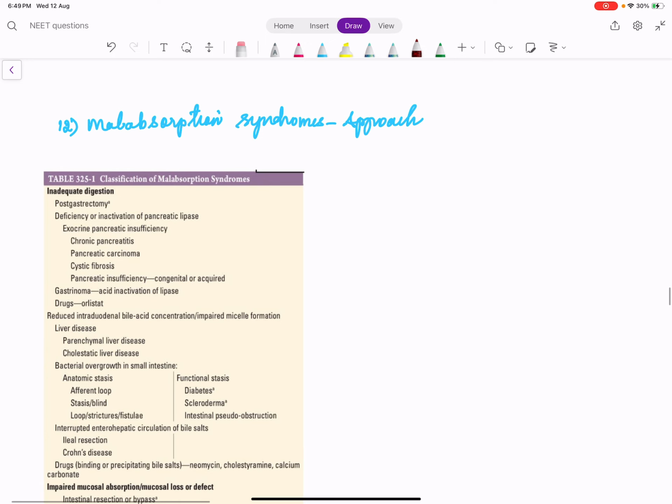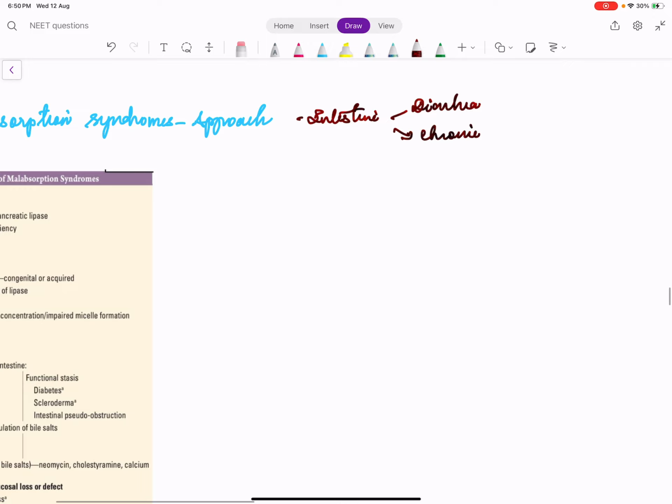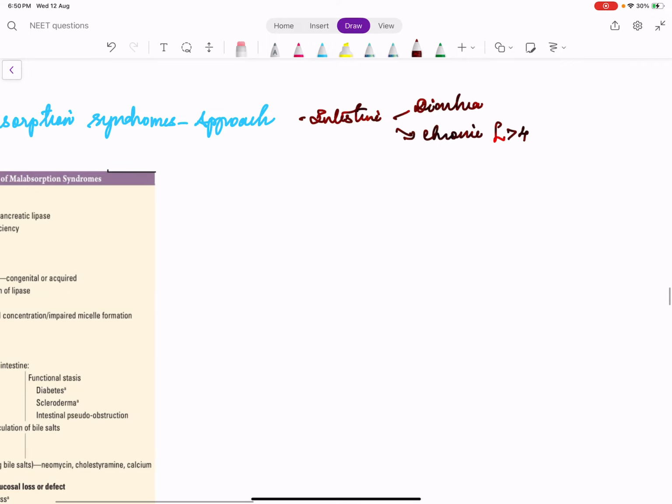So that finishes the important medical aspects of the stomach. Now we'll come to the intestine. When we think of the intestine, the important syndrome here is diarrhea. Acute diarrhea is usually infective. Subacute diarrhea is also usually infective. When diarrhea lasts more than 4 weeks, it is called chronic diarrhea. Always when there is chronic diarrhea, we should think of malabsorption as one of the causes. There are many causes of chronic diarrhea.